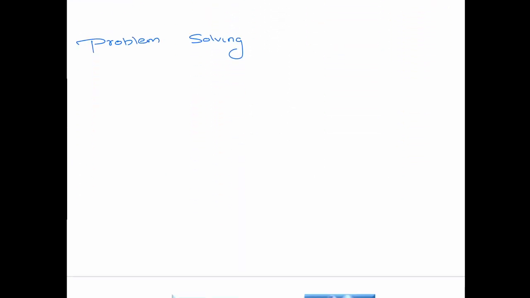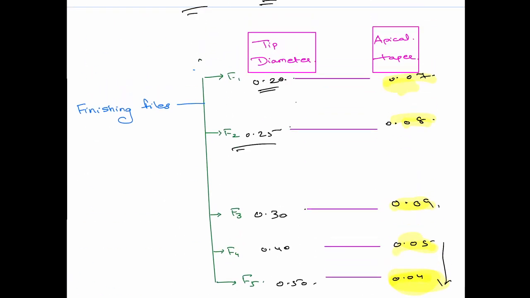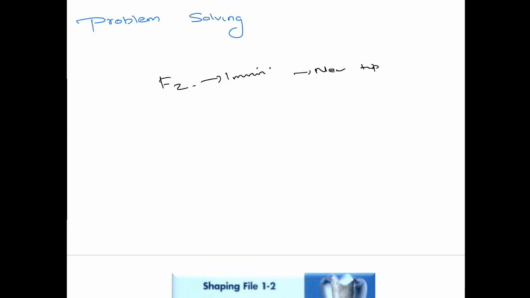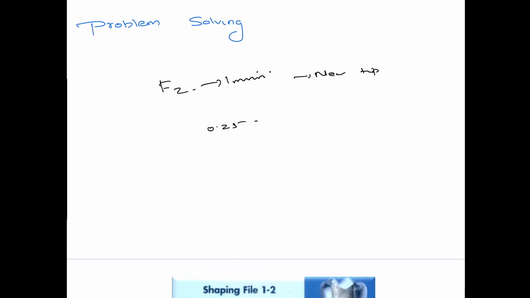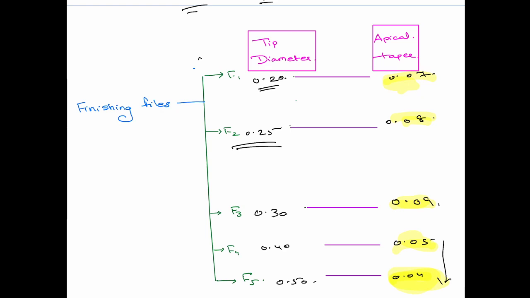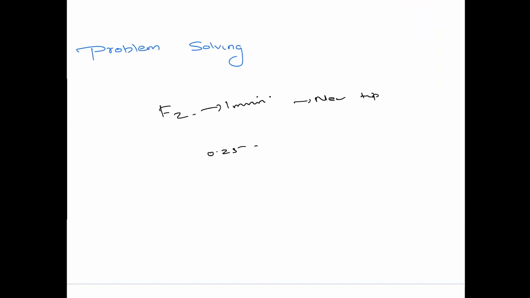Now problem solving. There has been a question asking: if you take an F2 file and you cut 1 mm, what is the new tip diameter? So you're taking the F2 file. What is the tip diameter of the F2 file? Normally it is 0.25. You are cutting 1 mm. That means you are going to the next 1 mm, so there will be an increased taper of 0.08. So that is plus 0.08, which will be 0.33. So the new tip diameter is 0.33 mm.